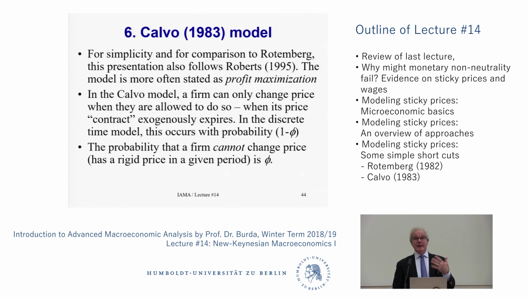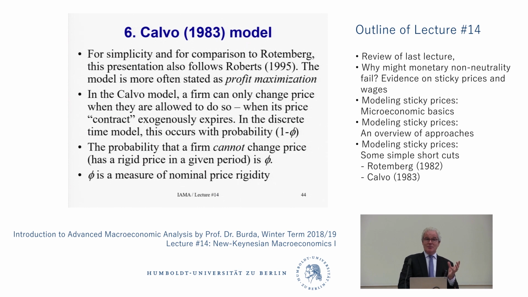Or as the Germans say, phi. Okay? Phi is a measure of nominal price rigidity. Just like C was a measure of nominal price rigidity in the Rothenberg model. Okay? And again, this is ad hoc to some extent. We assume a value of phi. Phi low means prices are not very rigid. Phi close to 1 means prices are really rigid.